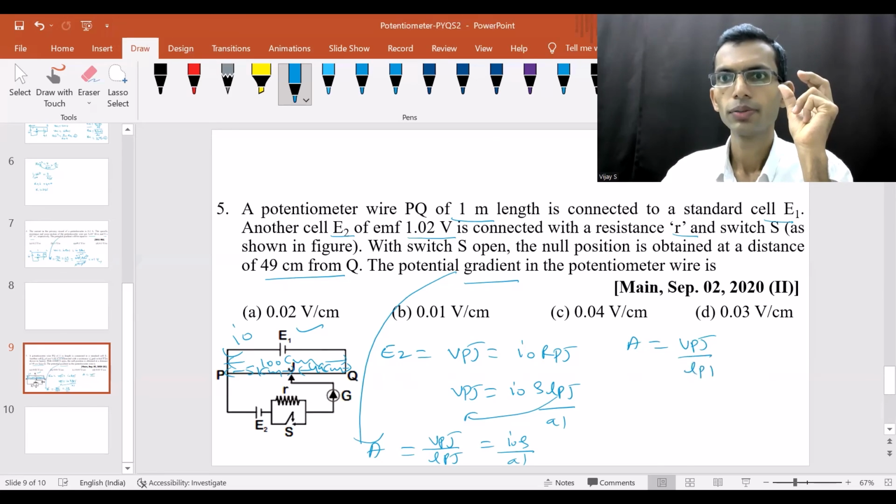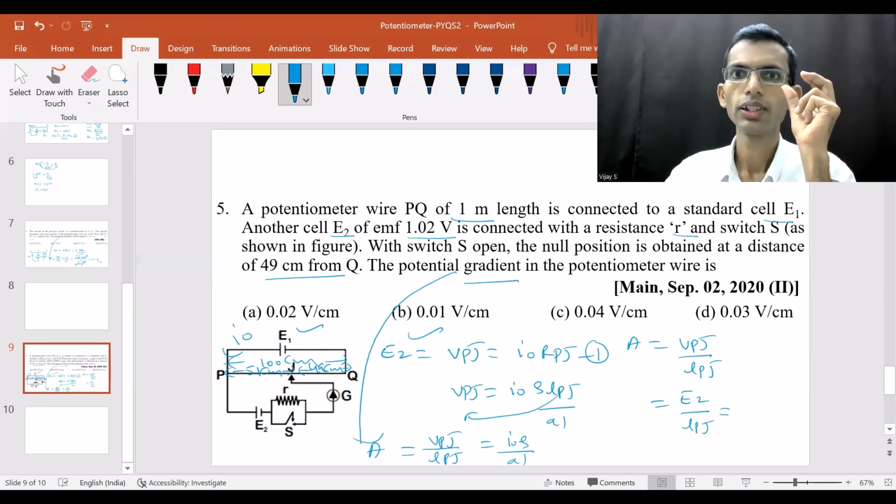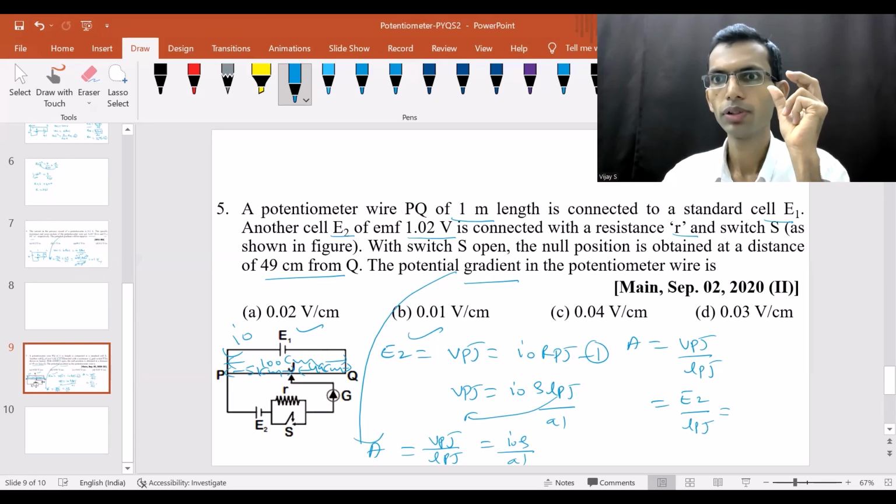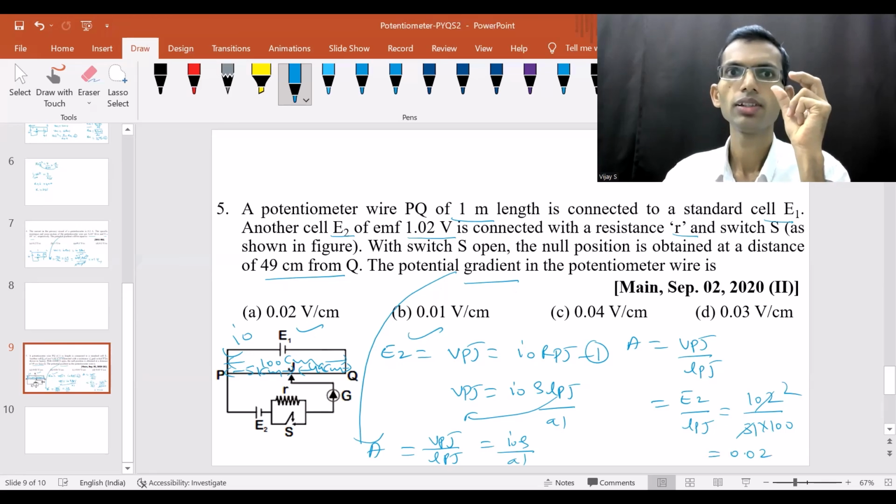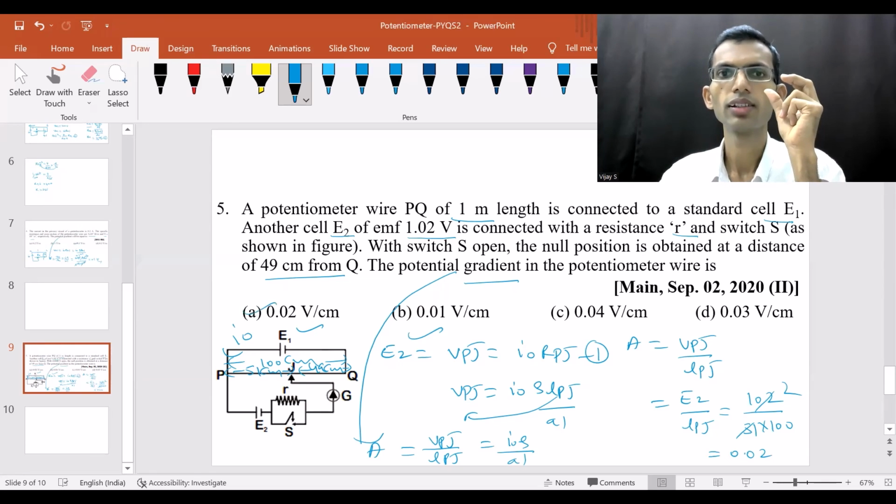But what is VPJ? You can see from equation 1, VPJ is E2, divided by LPJ. What is E2? He gave 1.02. That means when we remove the decimal point, we get 100 in the denominator. LPJ is 51. So 2 by 100, 0.02. Which option satisfies? Yeah. So that is the answer.